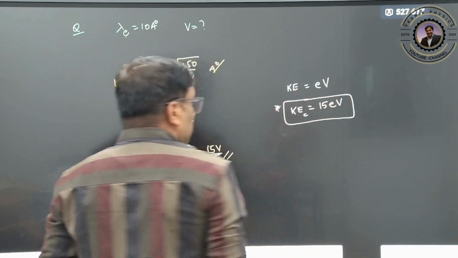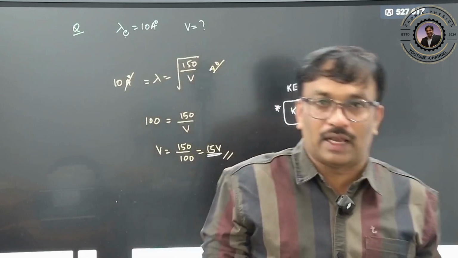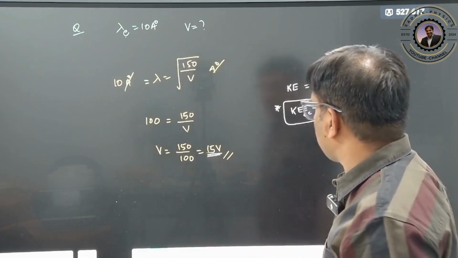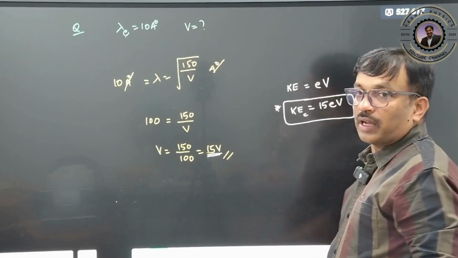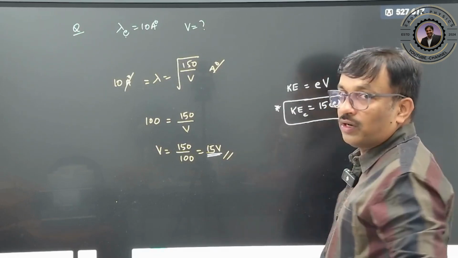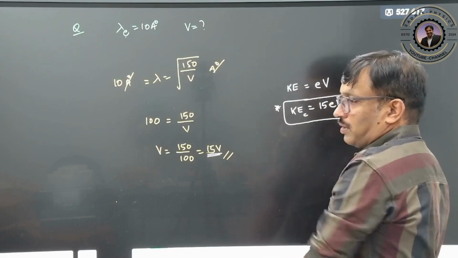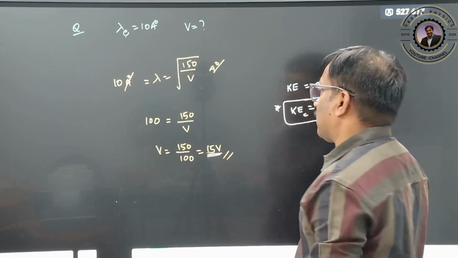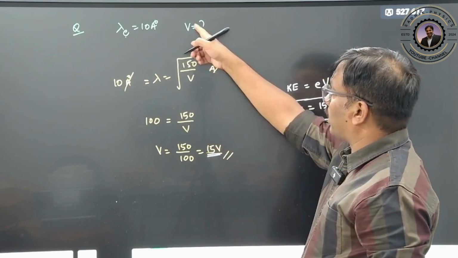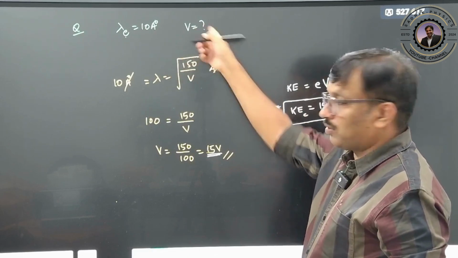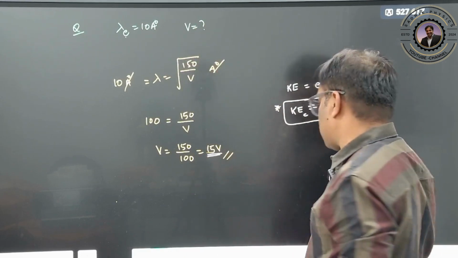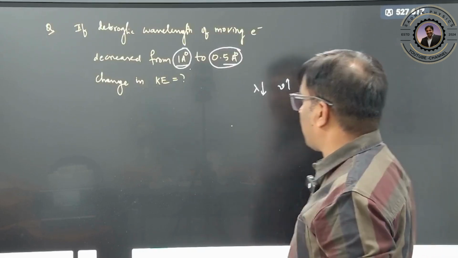Understood? This is applicable only for electrons. Kinetic energy can be written in electron volts: charge into potential difference, that is the work done, and it will be the change in kinetic energy. To gain this much kinetic energy, this much potential difference is required. So we can rewrite it with the same formula.